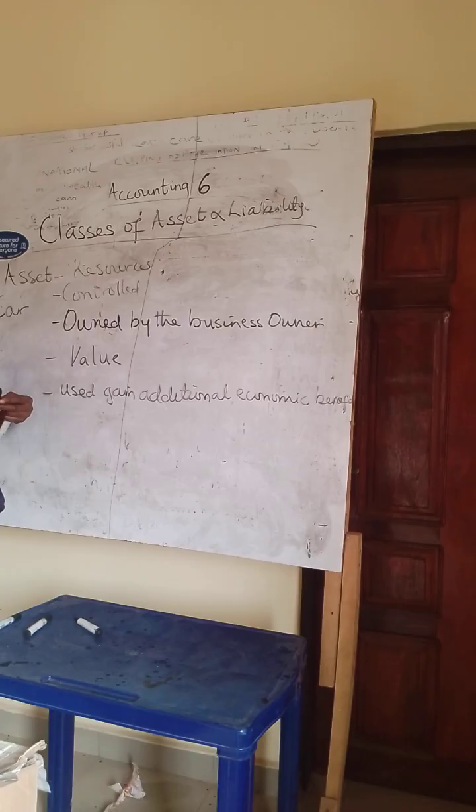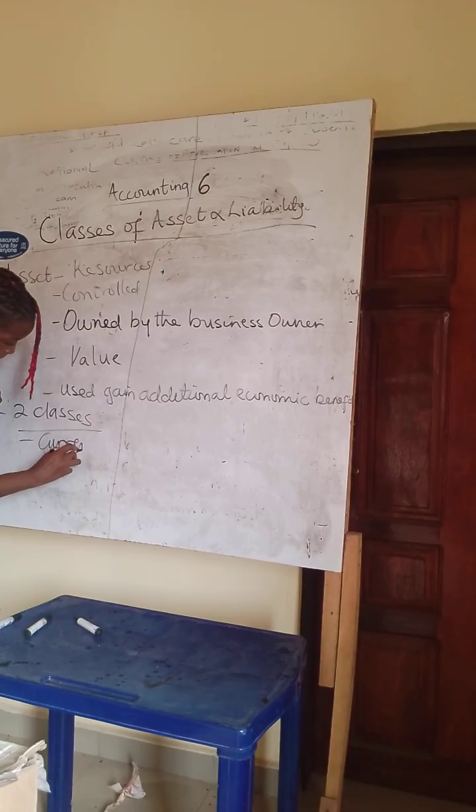Now, there are two classes of assets: current assets and non current assets. Let me write that down. So, we have two basic classes of assets: we have current and then we have non current assets.